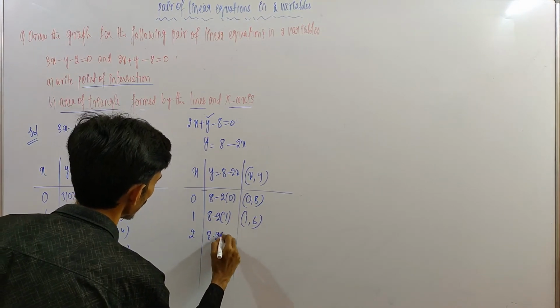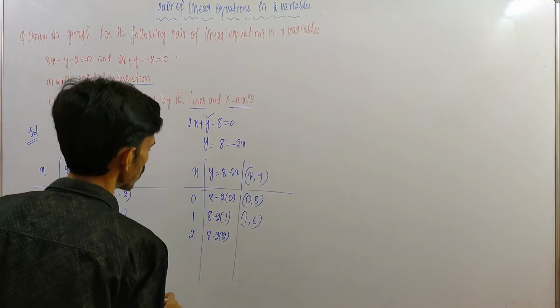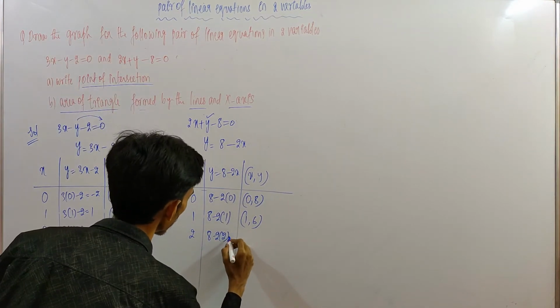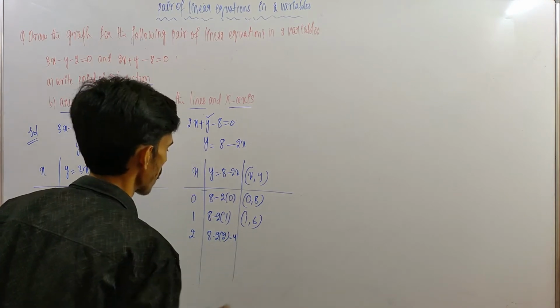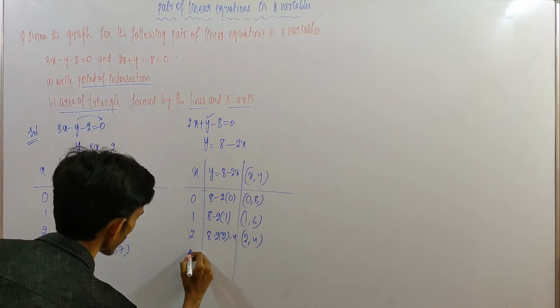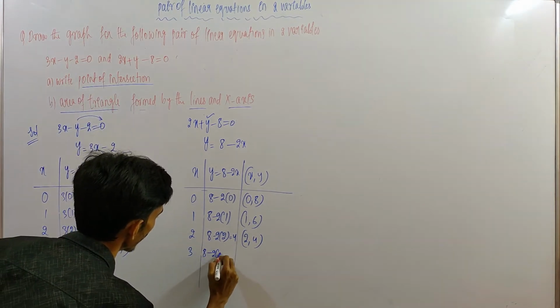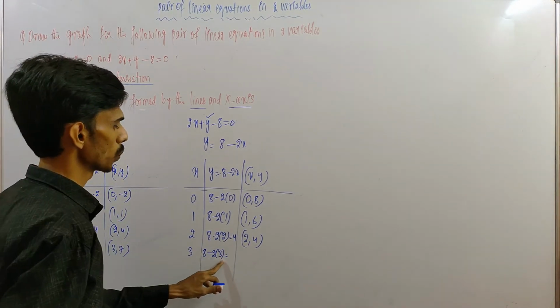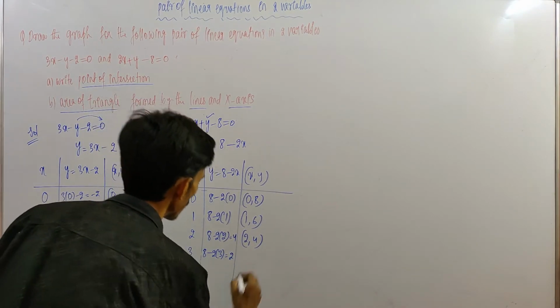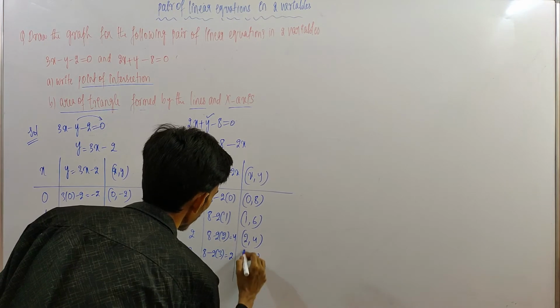Take the x value 2. 8 minus 2 into 2. So 2 twos are 4. 8 minus 4 we have 4 only. So this becomes 2, 4. Take the x value 3. 8 minus 2 into 3. 2 threes are 6. 8 minus 6 is 2. So we have 3, 2.